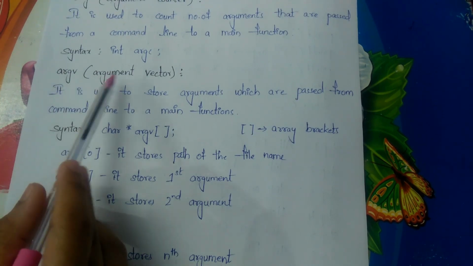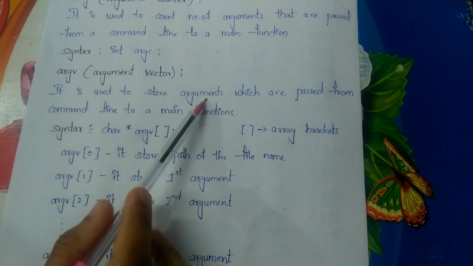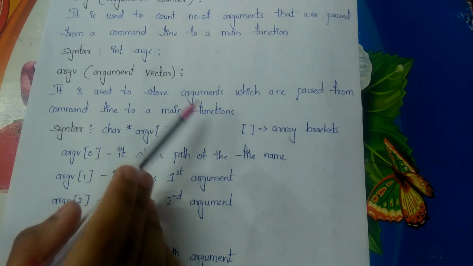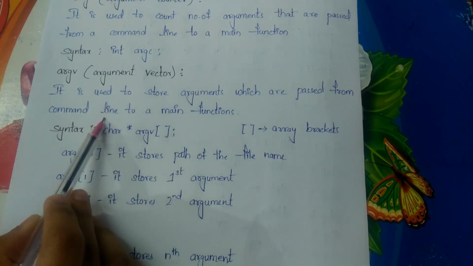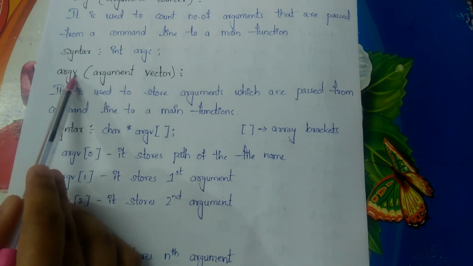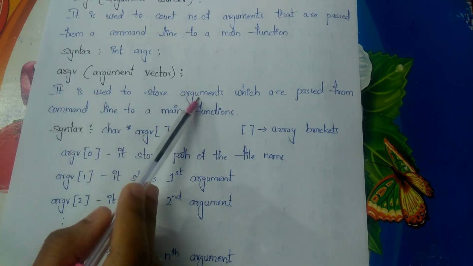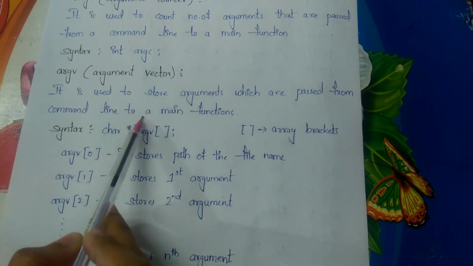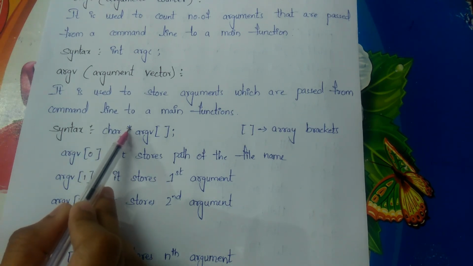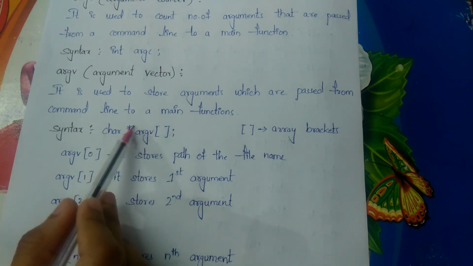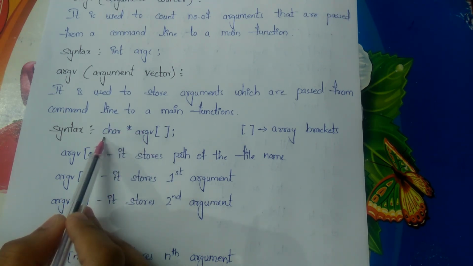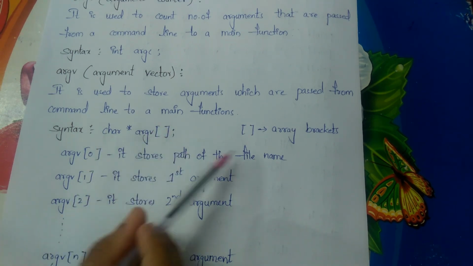Next, argv, the argument vector. This is used to store arguments which are passed from the command line to the main function. Whatever arguments we pass from the command line to the main function will be stored by argv. The syntax is char asterisk argv, which is a pointer. So you are declaring argv as a pointer with the data type char, followed by the array brackets.